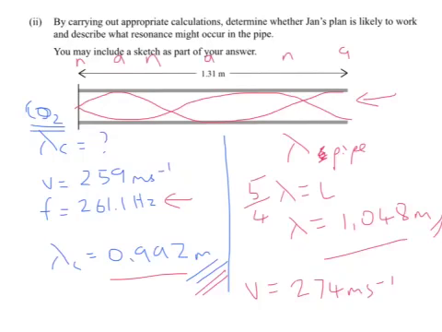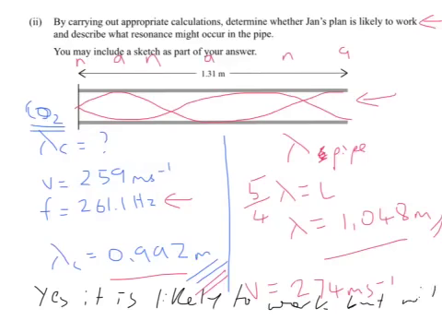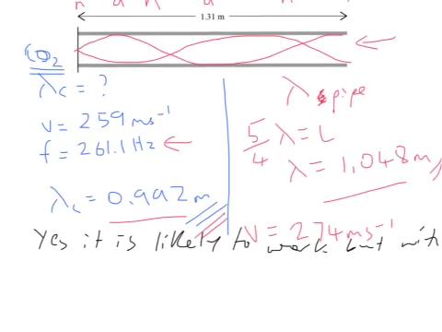So the plan could work. That's the idea. The question says determine whether Jan's plan is likely to work. It's really important to answer the question. So you would then make a statement, something like, yes, it is likely to work, but with CO2 plus air to get the speed right.